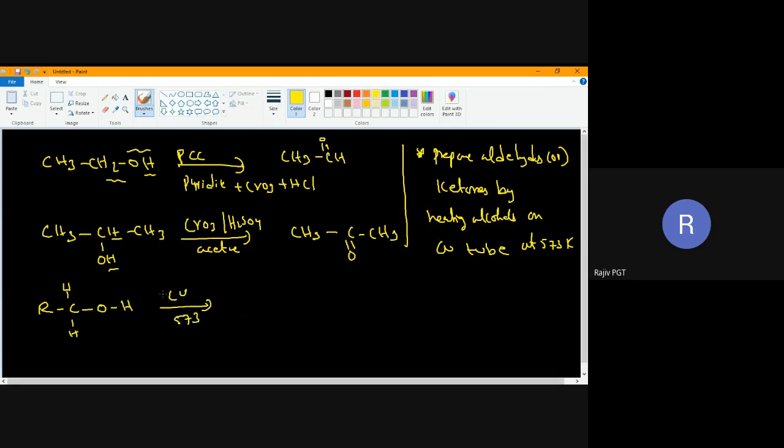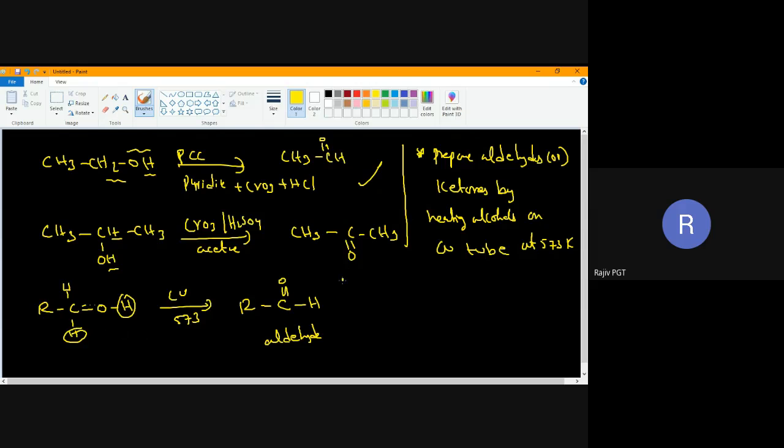Same process, dehydrogenation. What is dehydrogenation? Remove one hydrogen from here, one hydrogen from here, and convert this C-O into a C double bond O. That means R C with a double bond to oxygen, and this hydrogen remains. I got an aldehyde. The process is the same: oxidation using a mild oxidizing agent, or using copper tube and heating, removing two hydrogens and placing a double bond between carbon and oxygen. Then you will get aldehyde.